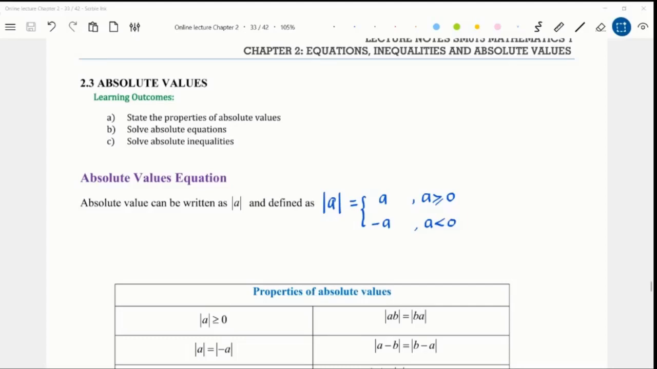Alright, okay, so 2.3 absolute values. Technically we have the definition of absolute values, which is modulus A equal to either positive A or negative A. For the positive A, it should be A greater than or equal to 0, and the negative A should be A less than 0.